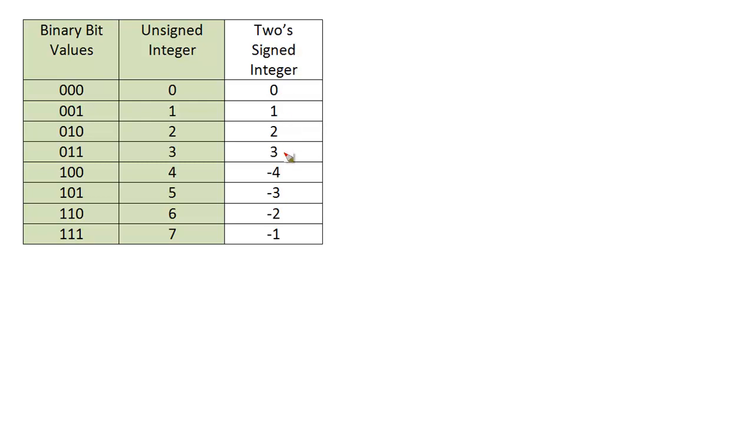So it goes 0, 1, 2, 3, no surprises. That's the same as the unsigned version. But the negatives take a little bit. The negative 4 matches with the 4, but then we count down, 3, 2, 1. So we have a nice complete range of integer numbers from negative 4 all the way up to 3. We still have 8 values: 1, 2, 3, 4, 5, 6, 7, 8.